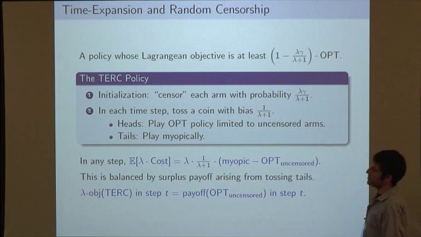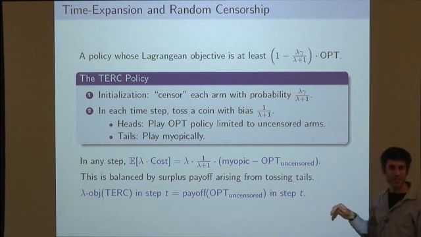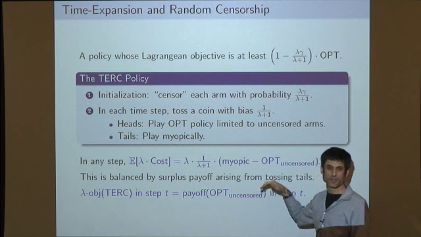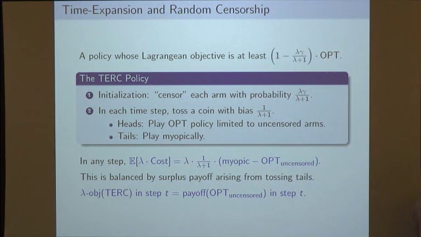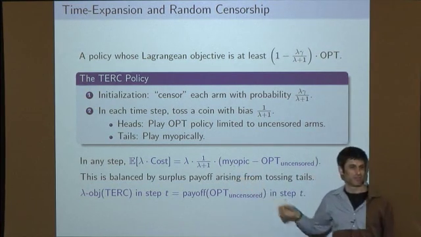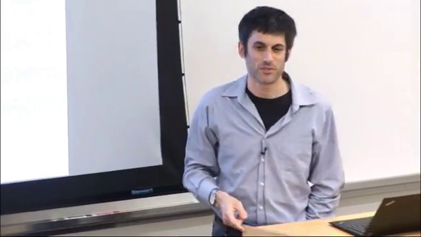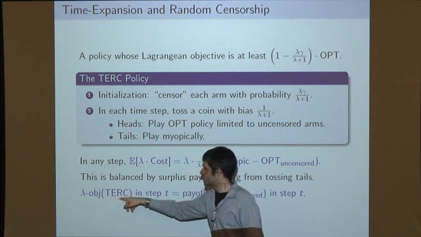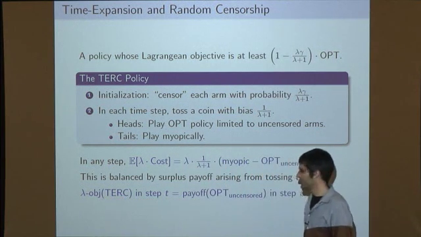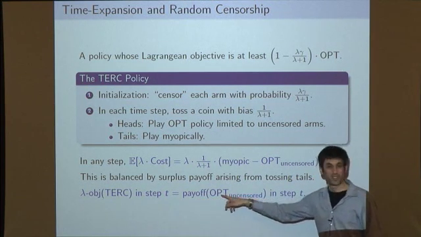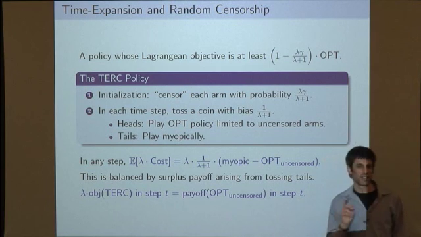OK, so the time expansion trick brings about this cancellation where from now on we can ignore the bonus payoffs that we're paying to the agents because they're, in expectation, getting exactly canceled out by these windfalls that happen when the coin toss comes up tails. So in other words, what I've said is that the Lagrangian objective of the Turk policy at time step t is equal to the expected payoff that the restricted optimal policy gets in the same time step.